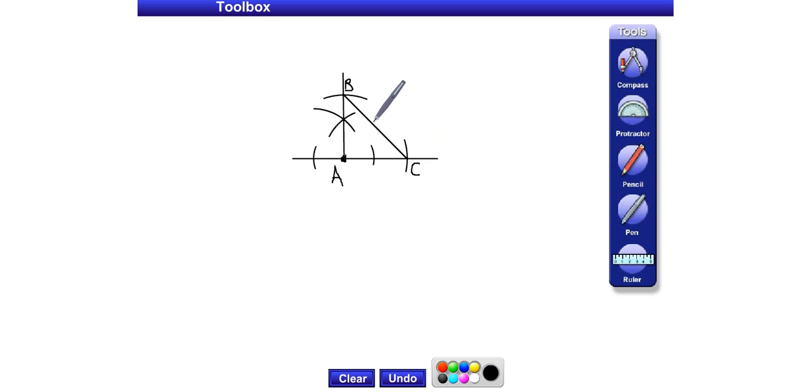Now in a right triangle, the hypotenuse always contains the circumcenter, which is the center of the circumcircle. So to find the circumcenter, we only have to find the midpoint of the hypotenuse. So to do that, we're going to take the compass and first put the point on one end of the hypotenuse. And then we're going to construct the perpendicular bisector of this segment. So first, draw an arc above the line, and then another arc below the line.